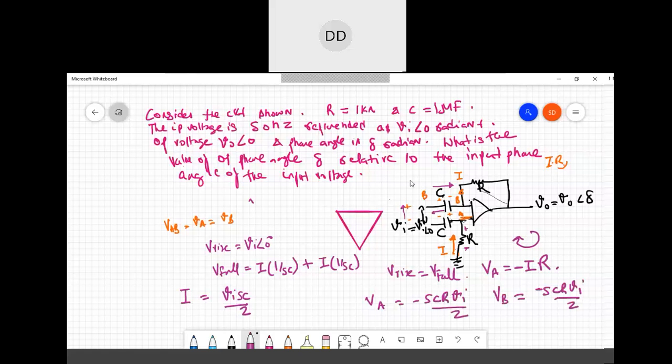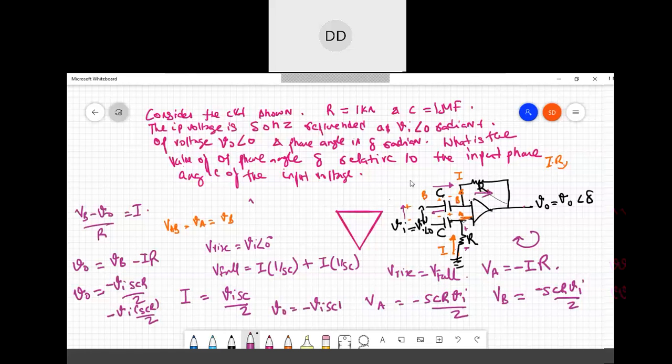Now, if I see the upper circuit, I can write (VB minus V naught) divided by R is nothing but I. In other terms, V naught is equal to VB minus IR, and I get the value of V naught by substituting all the values back: minus Vi SCR by 2, and for I also I substitute Vi SC by 2. So minus minus will become plus, and with the 2, V naught will be equal to minus Vi SCR.